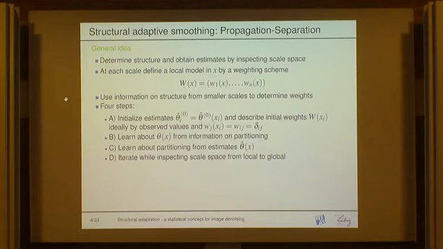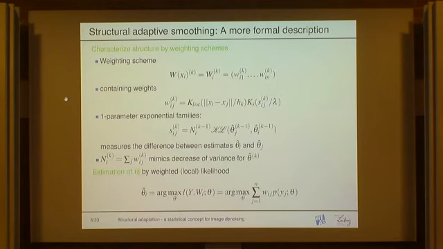Then what we do is we try to learn about the parameter from information on the partitioning that we get in weights. We learn about partitioning by comparing estimates from former steps, and we iterate, inspecting scale space from local to global. Let's be a little bit more formal.